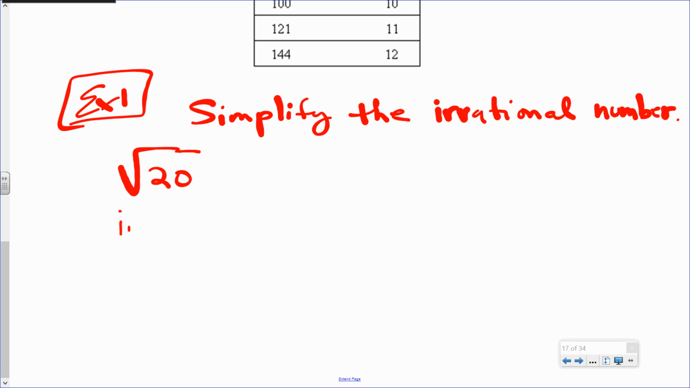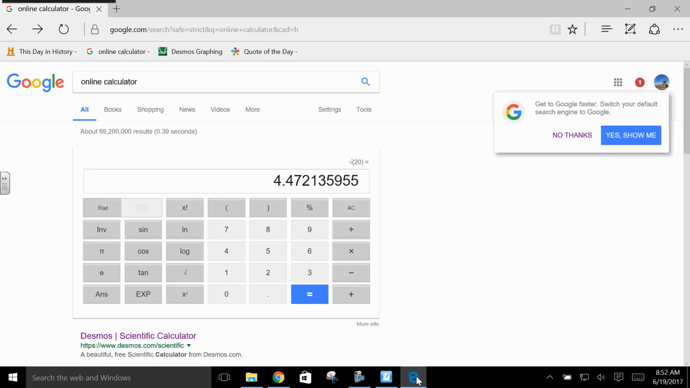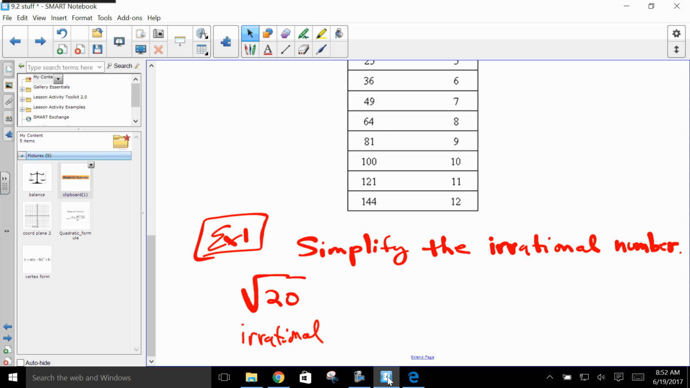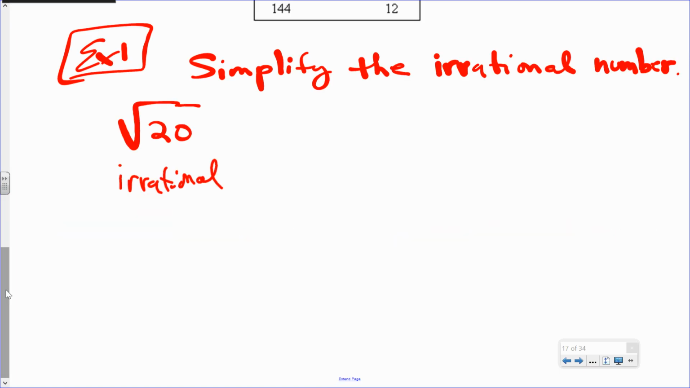So go write irrational underneath. Let's approximate it first. The approximate was 4. I'm going to approximate it to 4.5, because to the nearest tenth, this is 5 or bigger. It's approximately 4.5. So this is approximately 4.5. Put approximate right here.